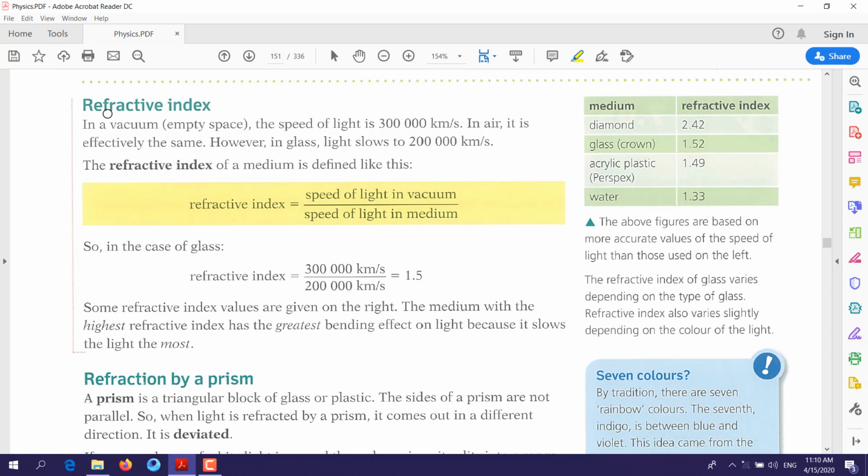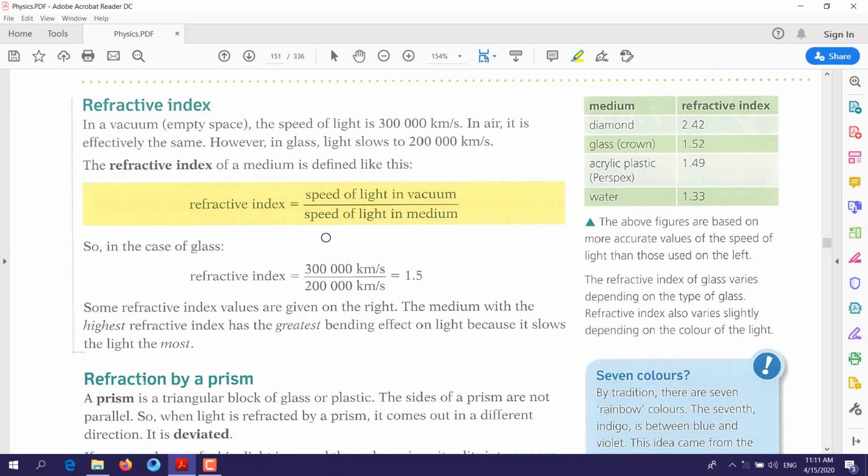Refractive index. What do you mean by refractive index? In a vacuum, empty space, the speed of light is 300,000 kilometers per second. In air, it's effectively the same. However, in glass, light slows to 200,000 kilometers per second. So the refractive index of a medium is defined like this: refractive index equals speed of light in vacuum over speed of light in medium.